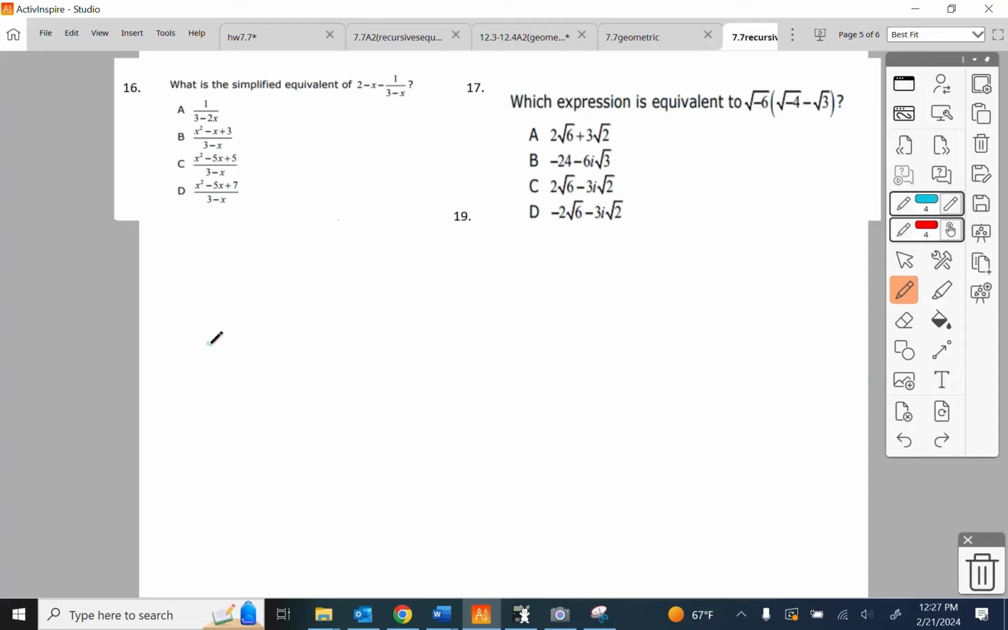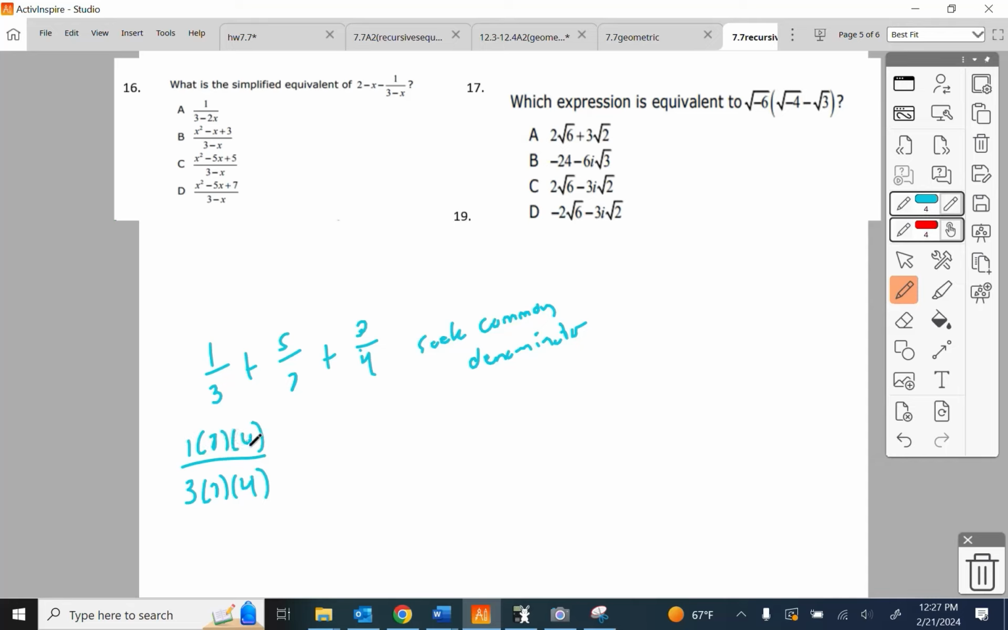So here's the gist on 16. Just think about numbers. Like if you would want to do a third plus 5/7 plus 3/4, you would seek a common denominator. The easiest way to do that would be to give this 3 the 7 and 4. And if you give the 3 that, you better give the 1 the 7 and the 4. This 7 needs the 3 and the 4. And this 4 needs the 3 and the 7. You just give it the stuff it doesn't have.